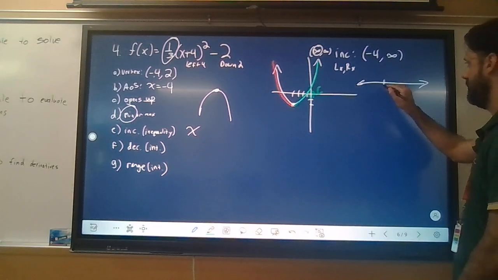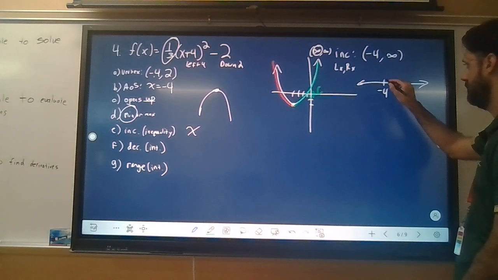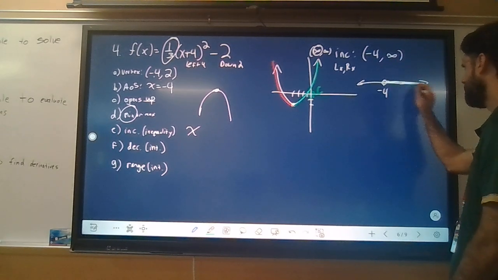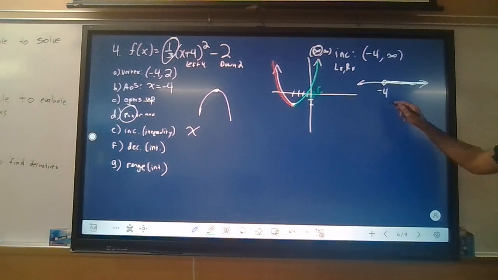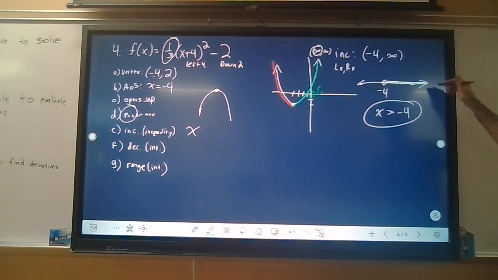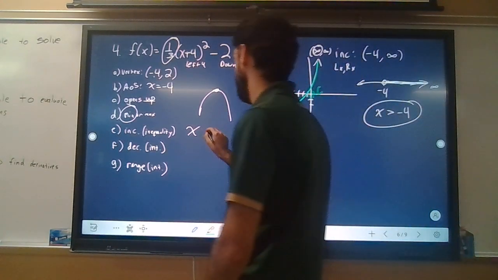We want -4 to positive infinity. That's this portion. So how do we write that as an inequality? Well, these are all the values to the right of -4, or greater than -4. So we're going to point our symbol to the right. That means greater than. Okay, this is the inequality right here. All the values to the right of -4 towards positive infinity, right? Or all the values greater than, same thing, -4. That's our inequality notation.